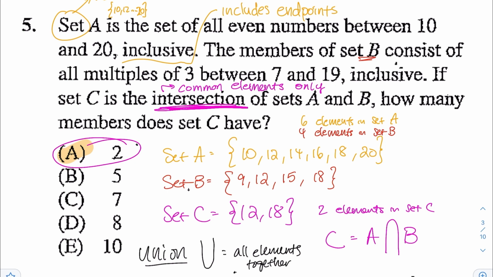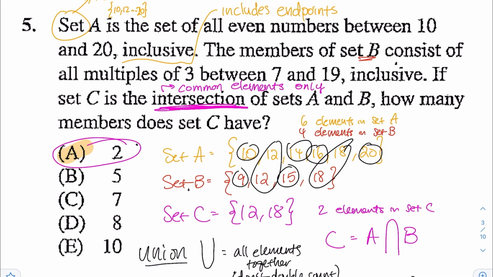So it's the everything set. You just put everything together, but don't double count. So for example, if you want the union of sets A and B, you will have 9, 10, 12, 14, 15, 16, 18, and 20. So I have a whole bunch of elements in there. But the 12 and 18 only count once.